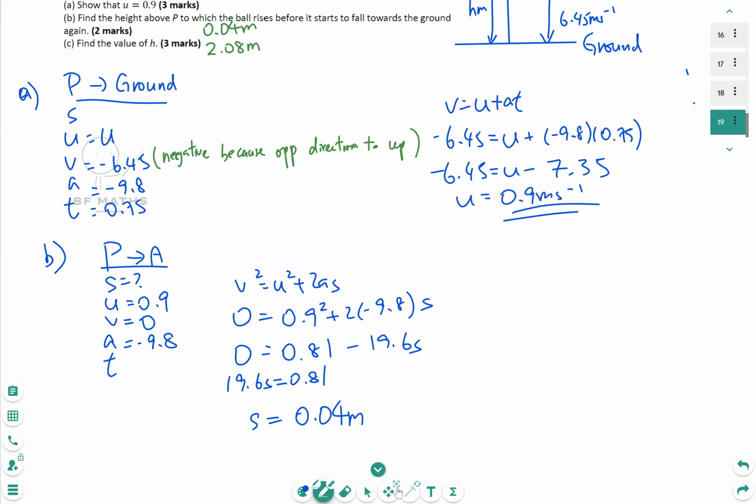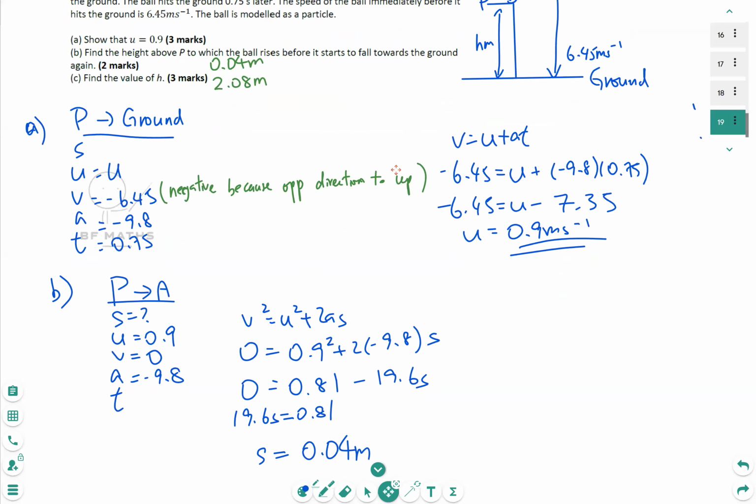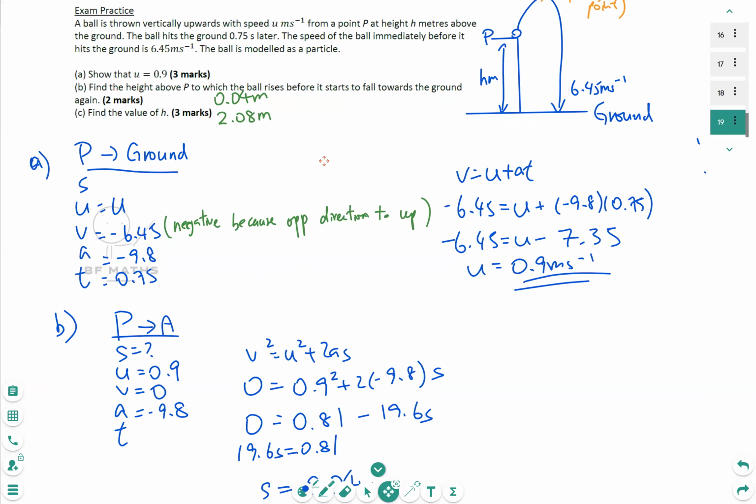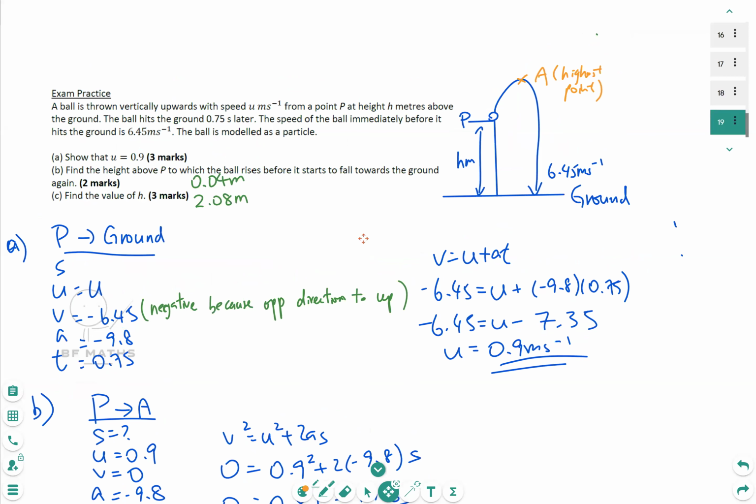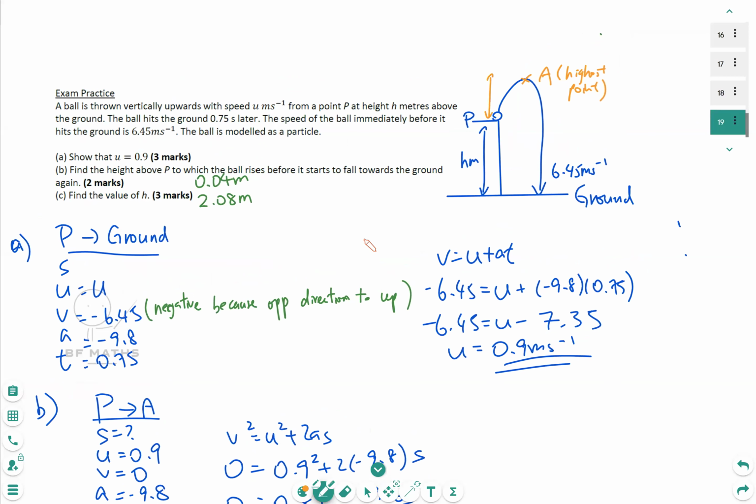Let's read the question again. Find the height above P which the ball rises. So the ball has risen 0.04 meters. That means this part is 0.04 meters. Okay, so that's the answer.